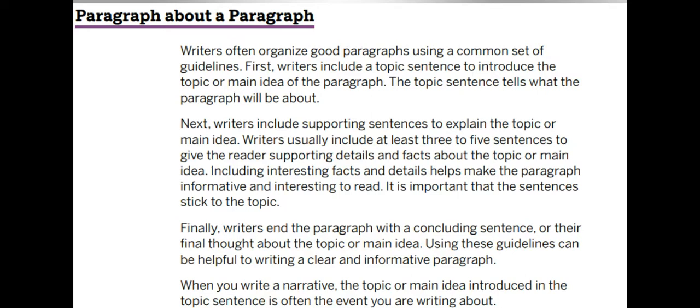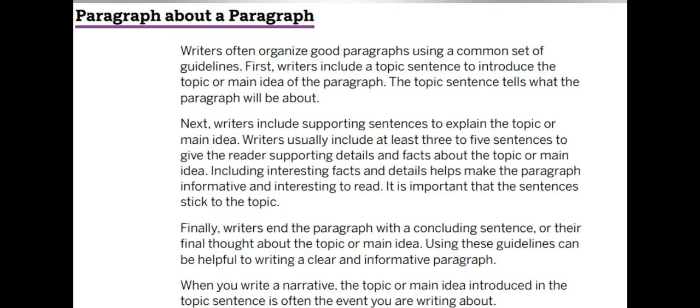Next, writers include supporting sentences to explain the topic or main idea. Writers usually include at least 3 to 5 sentences to give the reader supporting details and facts about the topic and main idea. Including interesting facts and details helps make the paragraph informative and interesting to read. It is important that the sentences stick to the topic. Finally, writers end the paragraph with the concluding sentence, or their final thought about a topic or main idea. Using these guidelines can be helpful to writing a clear and informative paragraph.